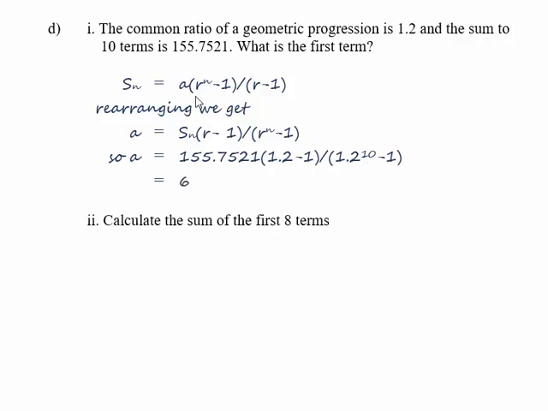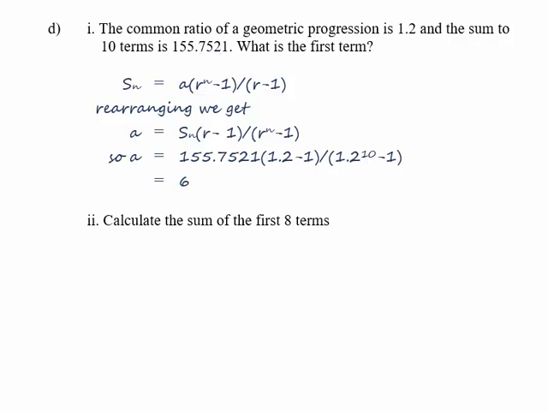As a quick sanity check, r to the n is 5, 5 minus 1 is 4, 4 times 6 is 24, r is 1.2, so 1.2 minus 1 is 0.2, dividing by 0.2 is the same as multiplying by 5, so 24 times 5 is 120, which is not very far away from 155, so our answer is probably correct.